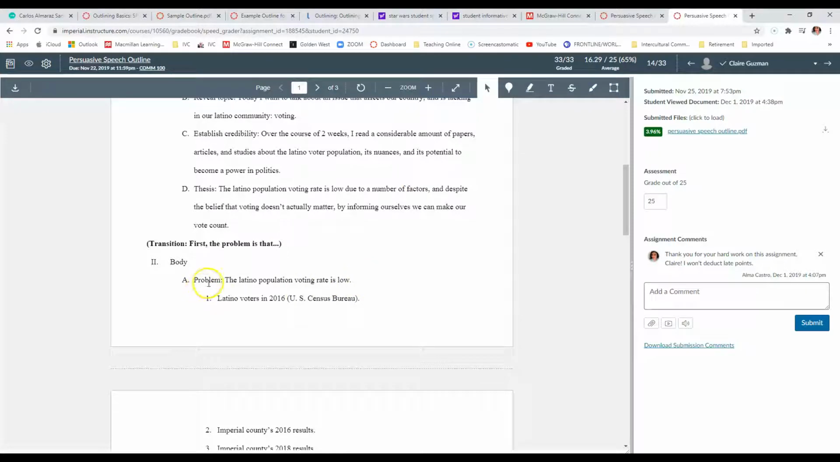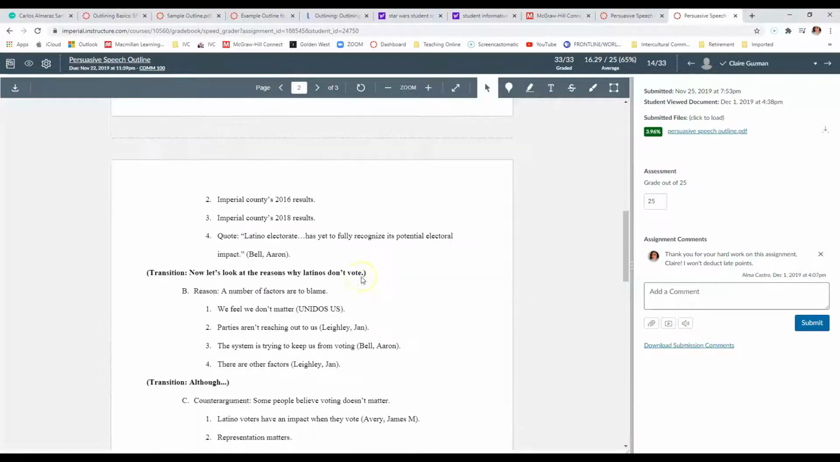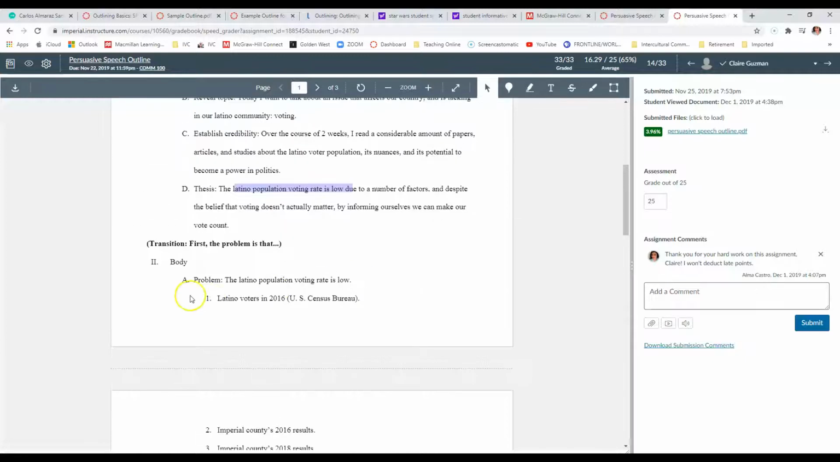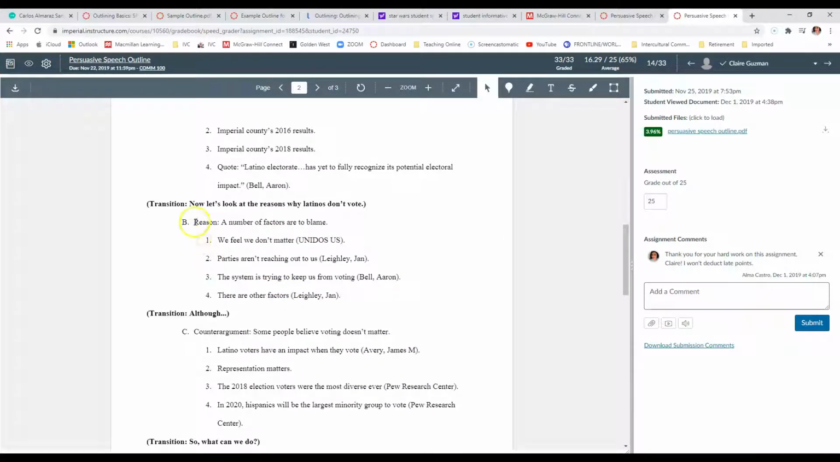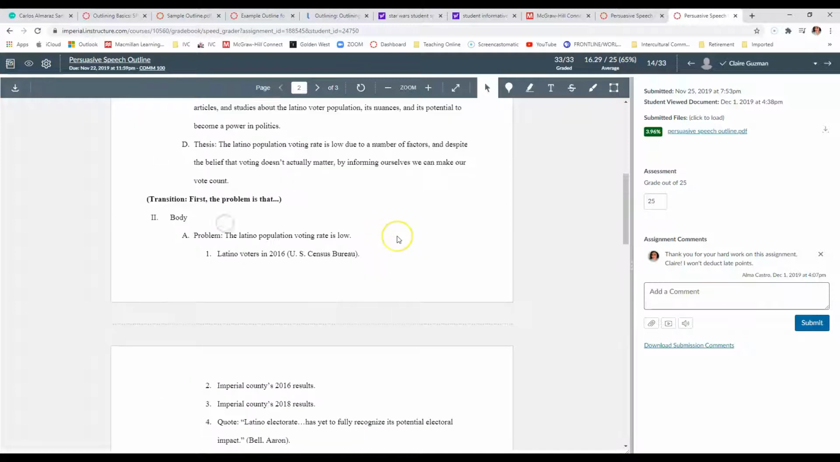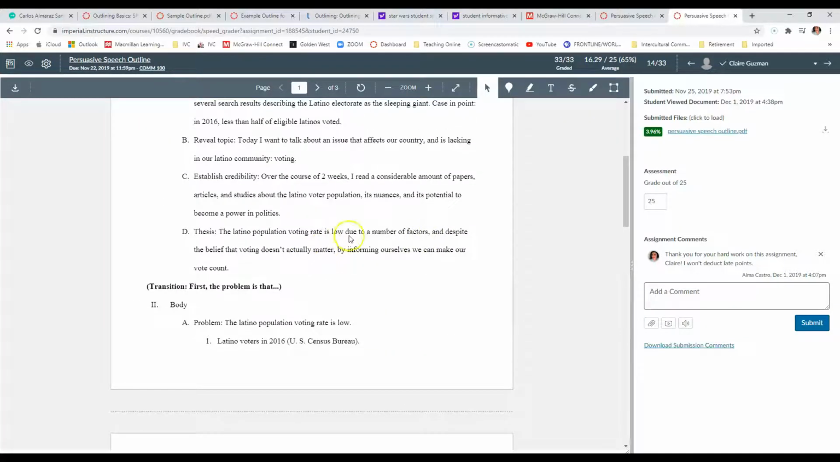The first topic is the Latino population rate is low. Here it is, right here. Again, the Latino population vote is low. Her second point, which is, see, capital A, now let's go to capital B. A number of factors are to blame. Again, we have it here. It's low due to a number of factors.